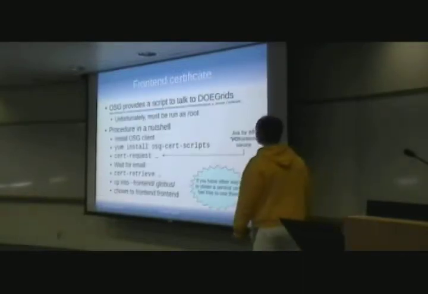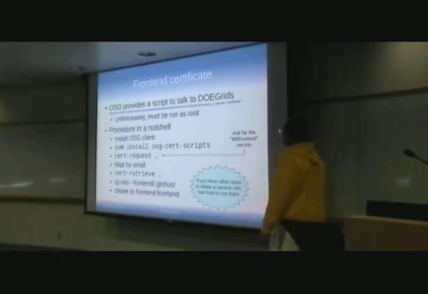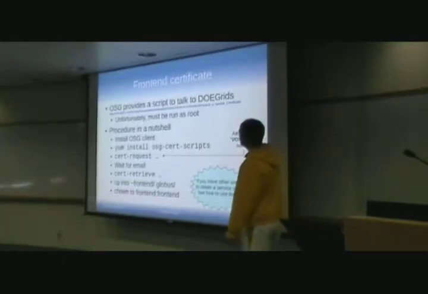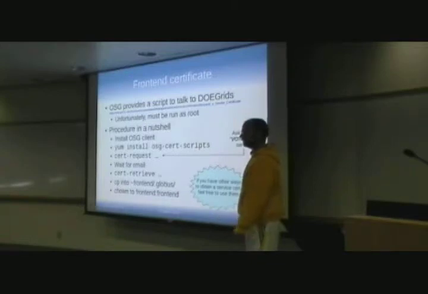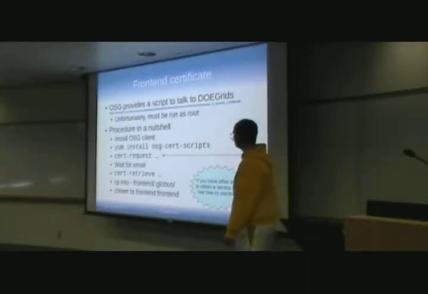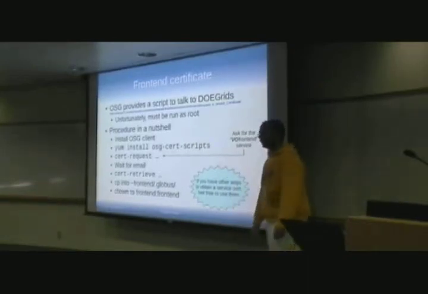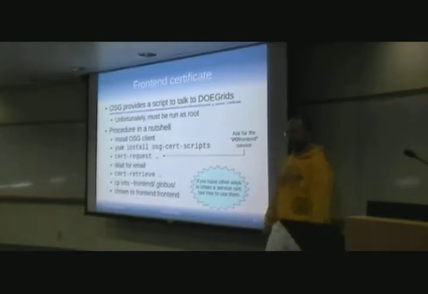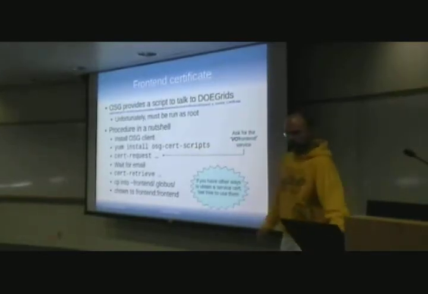So, the frontend certificate. I think I explained it yesterday already for Condor, because you needed it for Condor, so essentially just repeat the same thing. You can use the OSG DOE Grids way of doing it. Fortunately, you must have root because you have to install the OSG client stuff. But if you have other ways, e-Science grid or from CERN, just do it. Any trusted grid certificate will do.